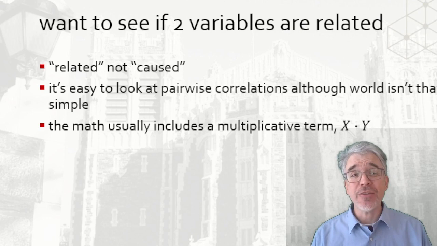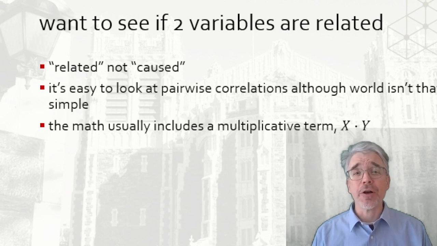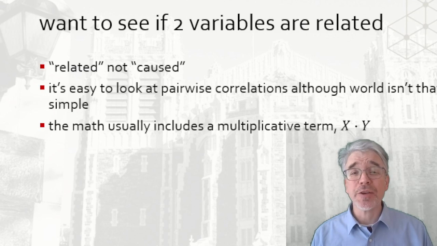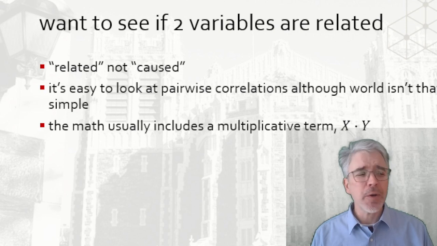They might each cause the other with a circularity of causation. They might both be caused by some external factor. We often look at pairwise correlations, even though, of course, the world is not so simple, but our brains are simple. It can be useful to assess at least whether two variables tend to covary. And that measurement generally involves multiplying the two variables together, which seems surprising. Why is that?